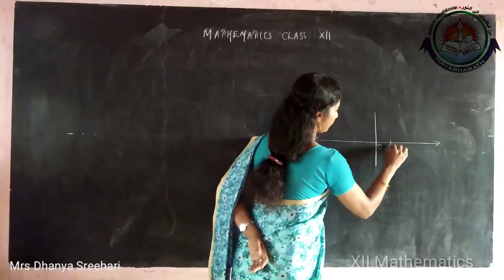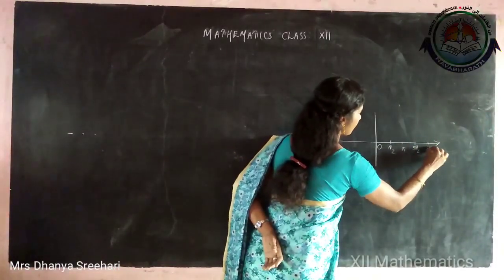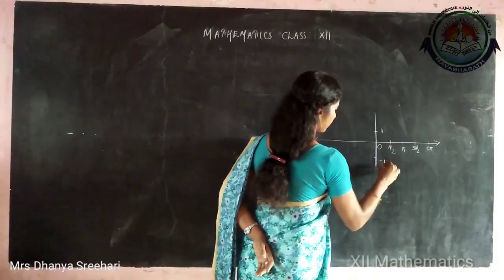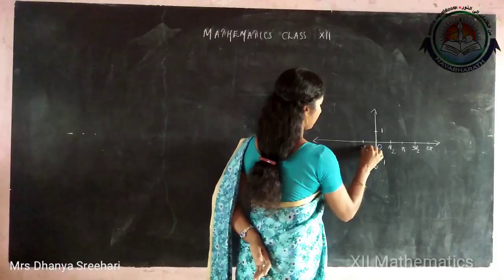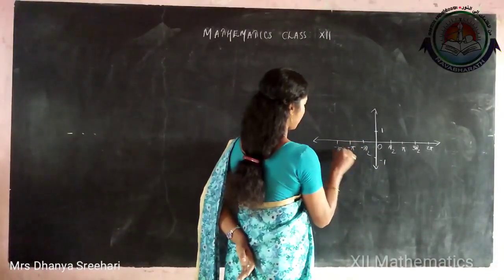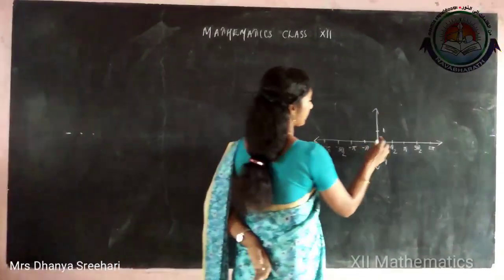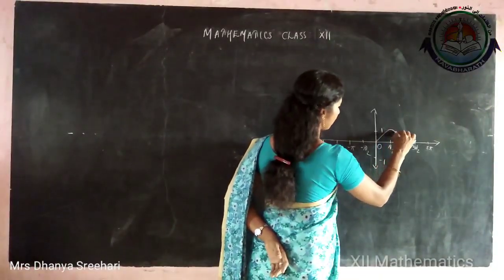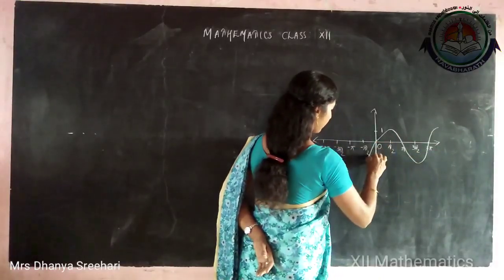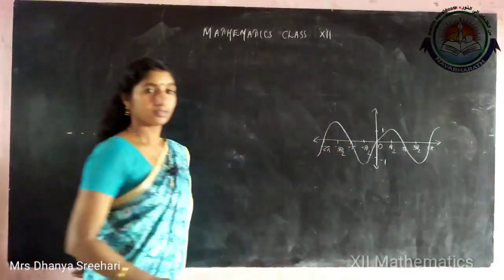Go to its graph: pi by 2, pi, 3 pi by 2, 2 pi. And on the y axis 1, minus 1, and to the left side minus pi by 2, minus pi, minus 3 pi by 2, minus 2 pi, etc. And you know how to draw the graph: sin 0 is 0, then pi by 2 is 1, pi is 0, 3 pi by 2 is minus 1, etc. Sin of minus pi by 2 is minus 1, and like this it is going.